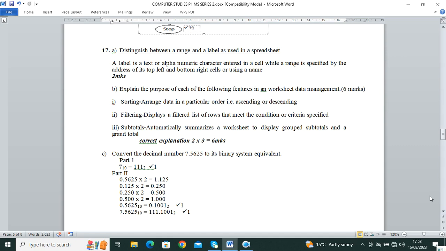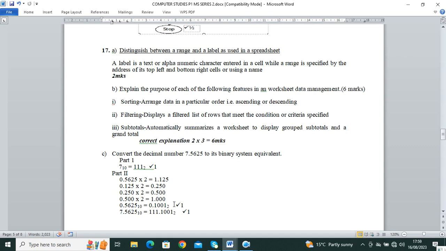Subtotaling is summarizing data that have a same character or have a same similarity. For example, if I want to get the fees balances of form two north, two east, two west, guys in two east are the same. So I subtotal two east, I subtotal two north, I subtotal two west, then I get the grand total of the whole form two stream. So subtotaling is just giving summaries of sums of a certain criterion.